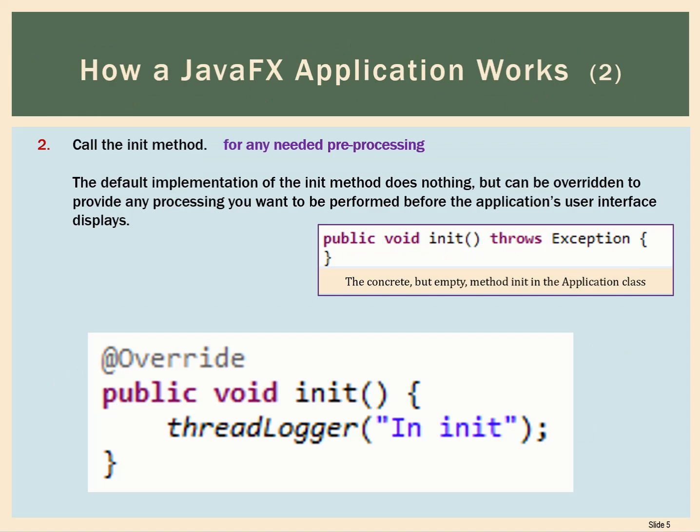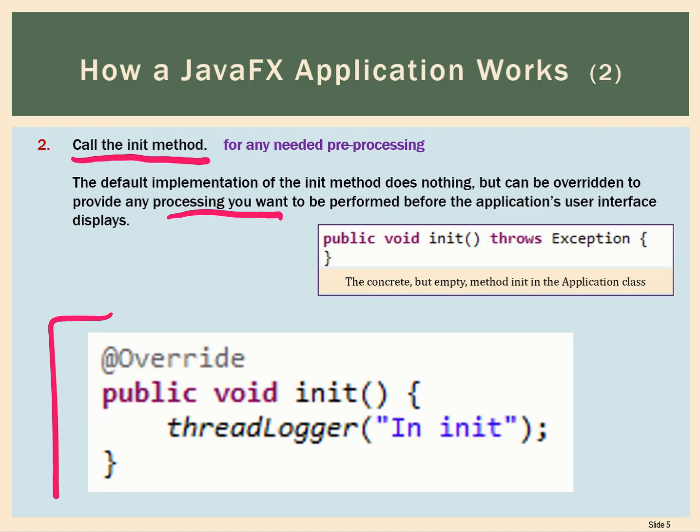Step 2, however, is an optional step. Step 2 is to call the init method. So your GUI might have an init method, and the purpose of the init method is to do any processing that you want to occur before the GUI launches. The init method is not required to be overridden in your class.